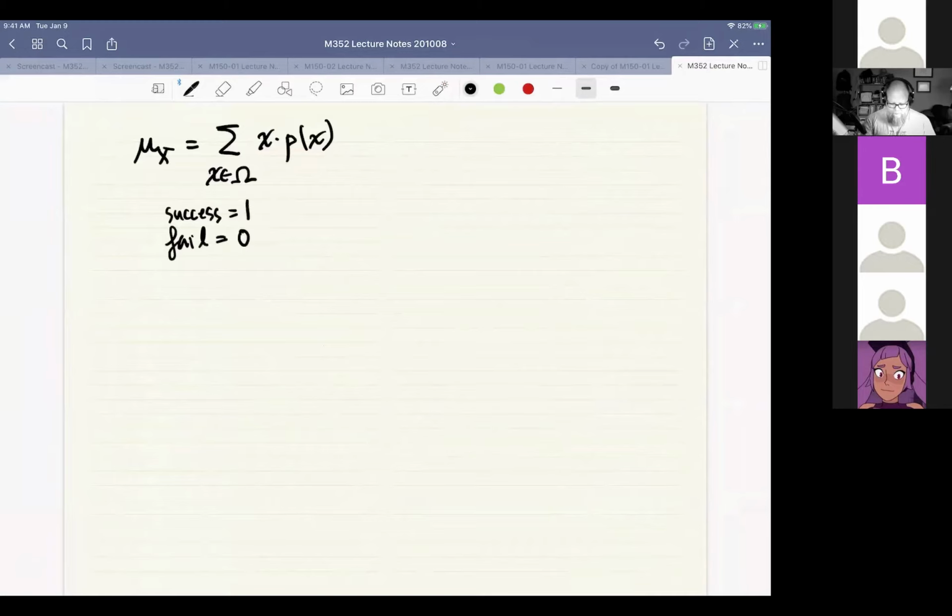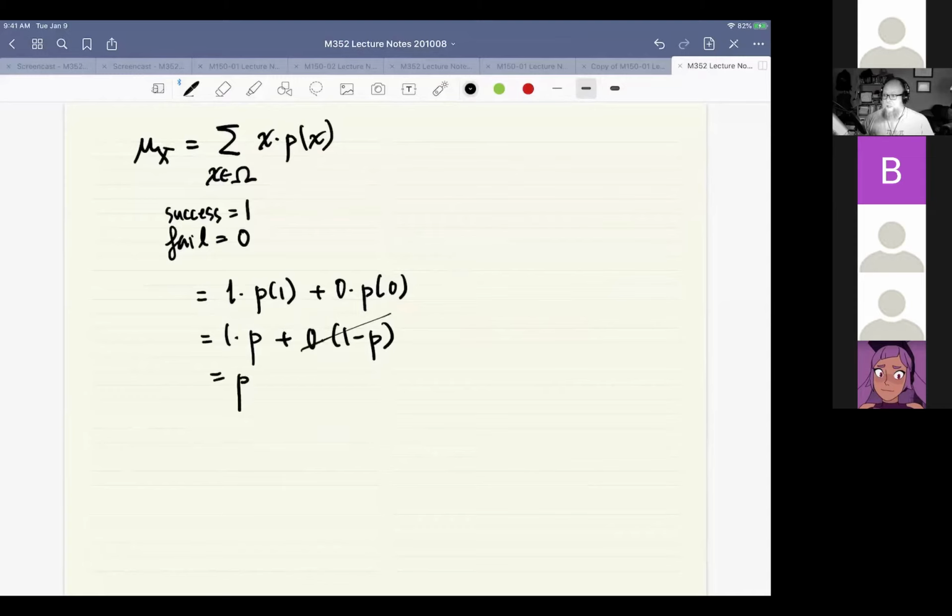And then that's going to be 1 times the probability of a success plus 0 times the probability of getting a failure. And I know my probability of success, that's my parameter P. And then my probability of failure is the complement, 1 minus P. And so 0 times anything is 0, and so I get P. Okay. So the mean of a Bernoulli trial is the probability itself.